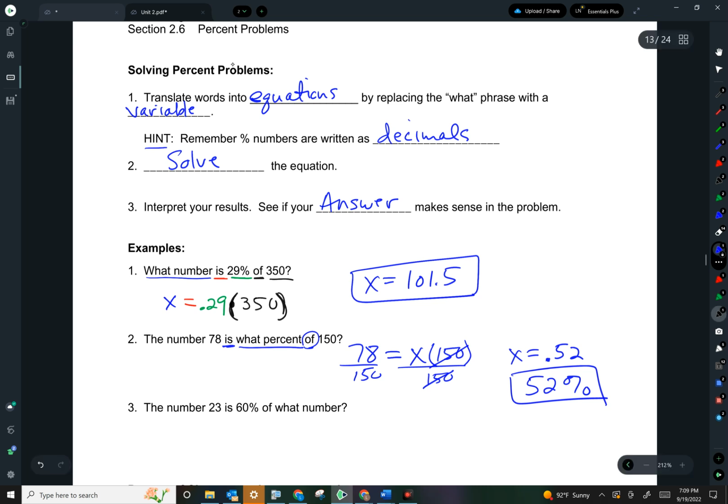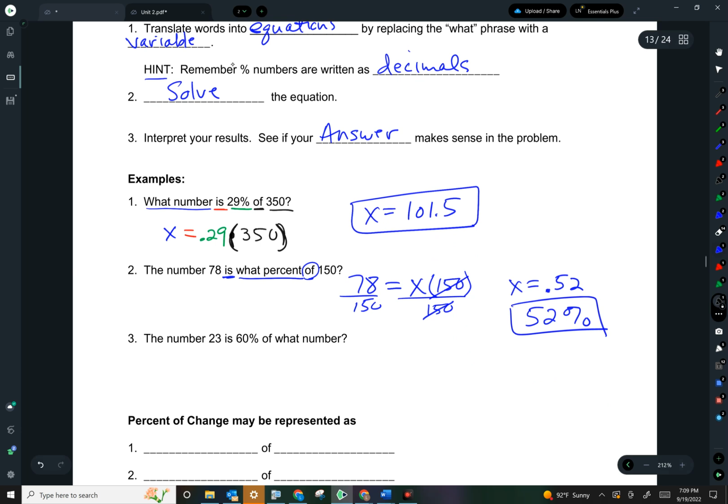Okay, look at number 3. The number 23, there's no what phrase yet, so 23 means equals. In place of 60%, we're going to put 0.60 or just 0.6, same thing. And then it says of, so times what number? So times x. In this case, I didn't really have to put the x in parentheses, but that's fine. It's being multiplied. Since it's being multiplied, if I want to solve for x, wouldn't I divide both sides by 0.60?